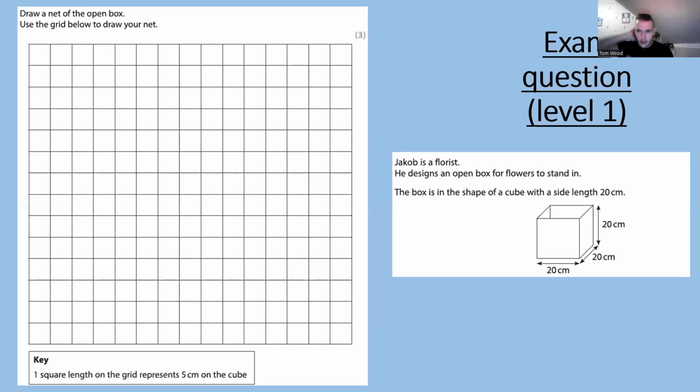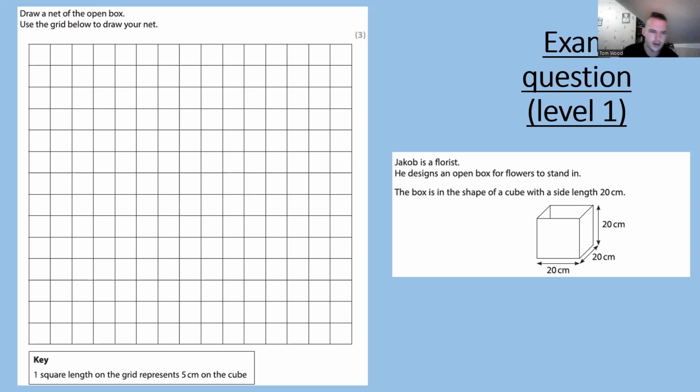So let's have a look at some exam style questions on this then. Obviously, I know you guys can't really draw along, but I'll talk you through this one and show you what it looks like. This is from a level 1 paper, but there have been very similar ones on level 2 papers as well. We get given an area here, and it says, draw a net of the open box and use the grid to draw your net. We've got our key down there, so that's going to give us a scale factor as well, so that's brilliant.